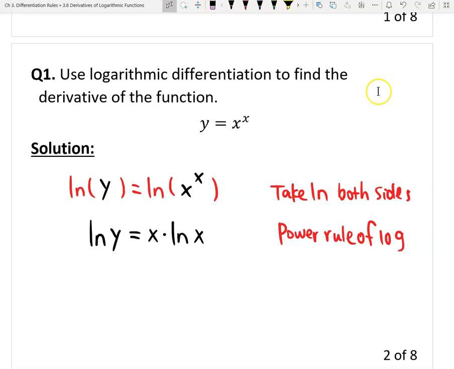So now what do we get? We get the implicit equation of y. How do you find the derivative of y with respect to x? Of course, differentiate both sides. Now, you know, it's normal. We did it before, and we have to differentiate both sides.